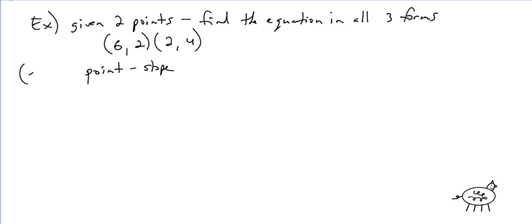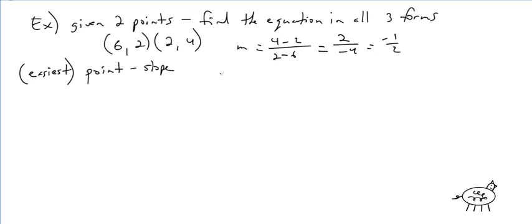So that was the easiest, because really you just need our slope. So m is equal to 4 minus 2, again, make sure you do y over x, over 2 minus 6, which gives you 2 over negative 4, which is negative 1/2.